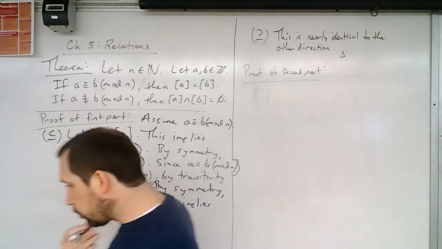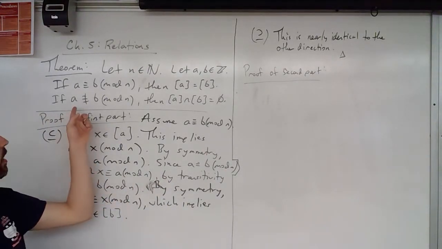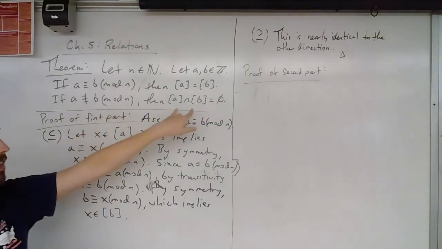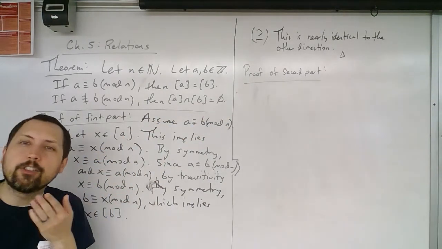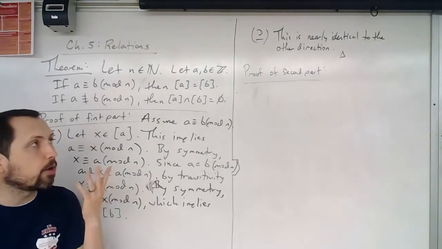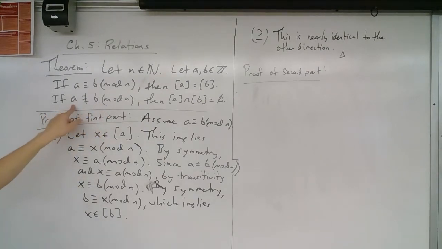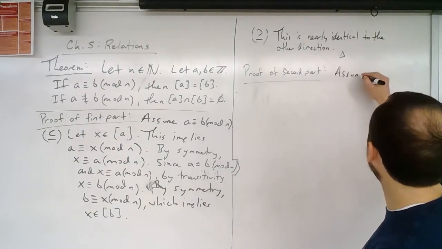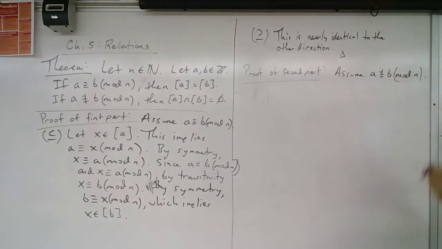So we'll try to figure out, how do we know that if these two are not equivalent to each other mod n, why is it that we have the intersection being the empty set? So why is there nothing that's going to be in both of these sets? We saw the example. How do we prove this now? Well, obviously, we're going to start out with the assumption here that A is not congruent to B. So we will assume that A is not congruent to B mod n.